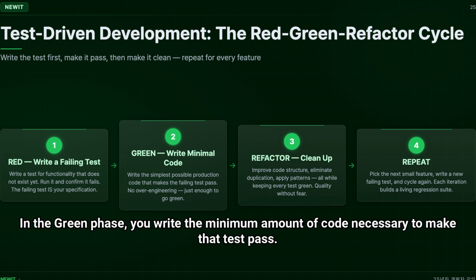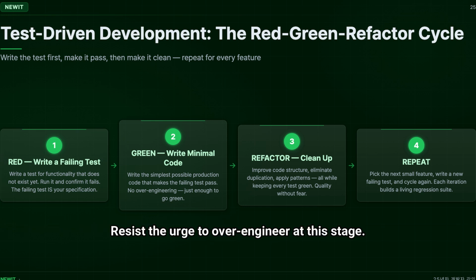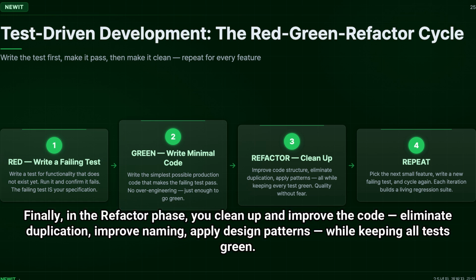In the green phase, you write the minimum amount of code necessary to make that test pass. No more, no less. Resist the urge to over-engineer at this stage. Finally, in the refactor phase, you clean up and improve the code, eliminate duplication, improve naming, apply design patterns while keeping all tests green. Then the cycle repeats.